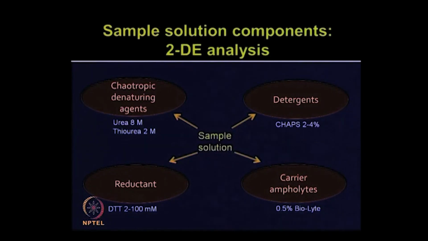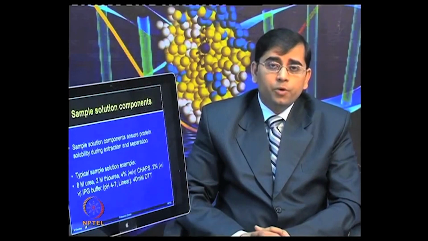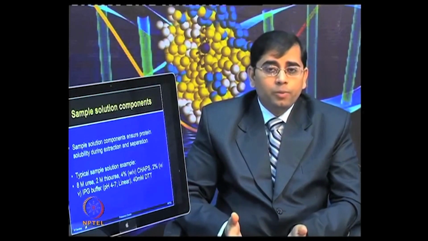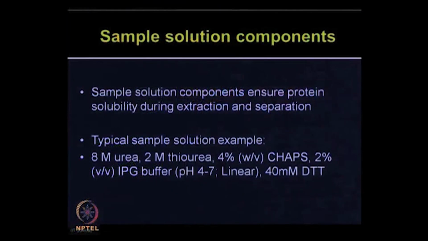Detergents such as CHAPS are most commonly used. It could be between 2 to 4%. Commonly used reductants include DTT or beta-mercaptoethanol at 2 to 100 millimolar, and carrier ampholytes at a concentration of 0.5% of Biolyte. So, the sample solution components ensure that the protein solubility is good during the extraction and protein separation.